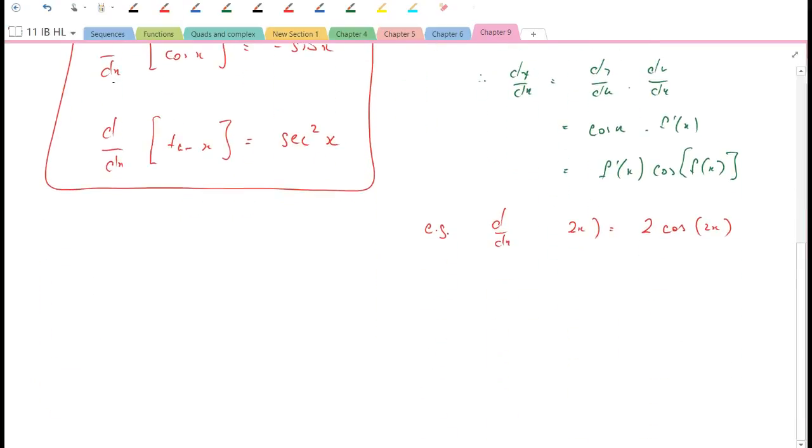Fabulous. Okay, in the next screencast, we'll have a look at the derivatives of the inverse trig functions. But for the time being, we can go with exercise 9b and exercise 9c, starting around about page 440. All right, I'll see you soon.